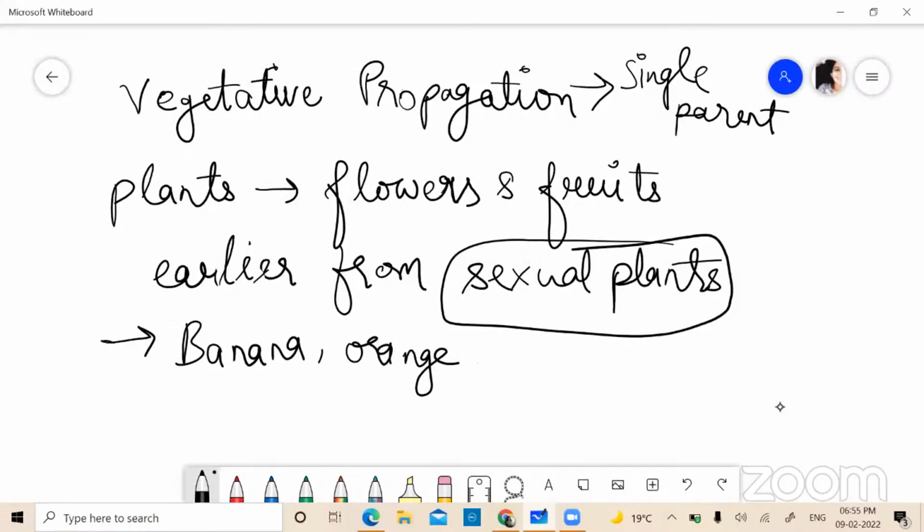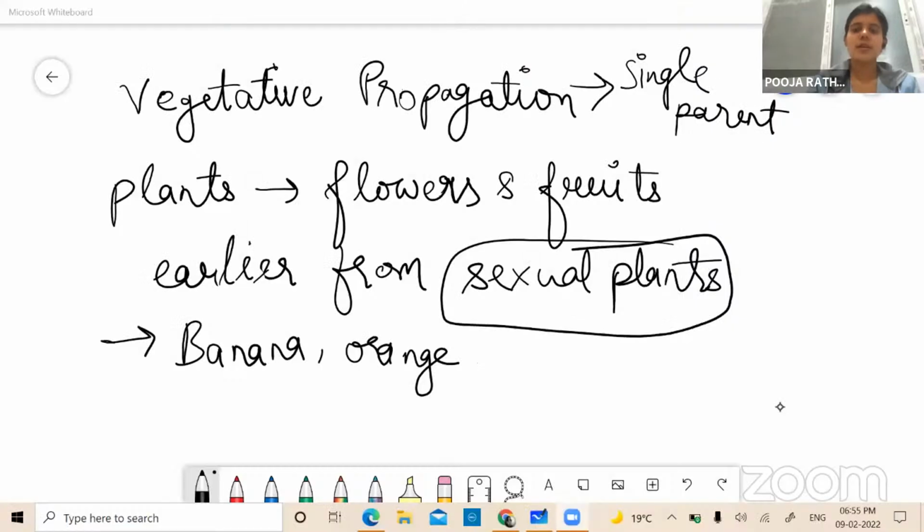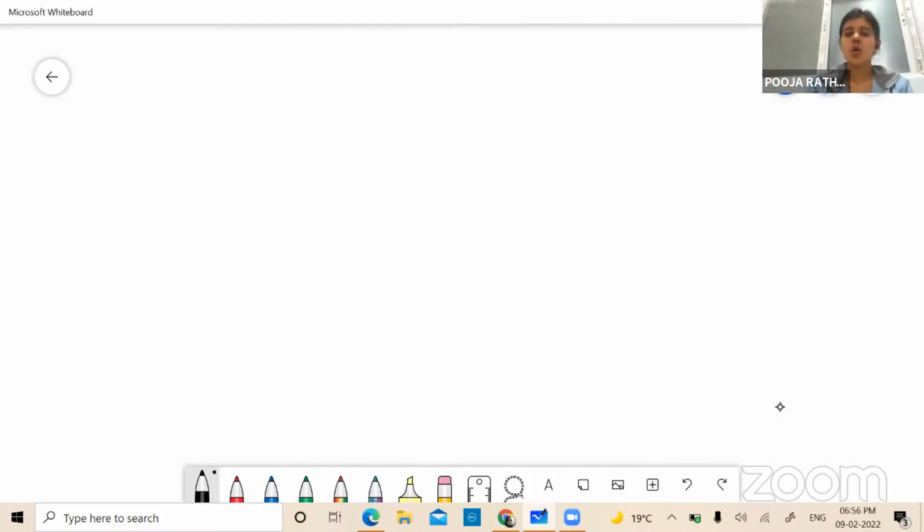Okay, it is quite understood now. Next we have to learn about, okay, banana, orange, then one more, rose. Next we have to learn tissue culture. We have understood all the types of asexual reproduction till now. We will have a revision at the end. Now we will understand tissue culture.